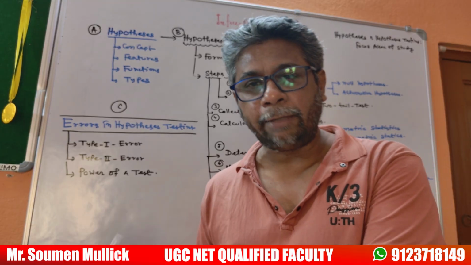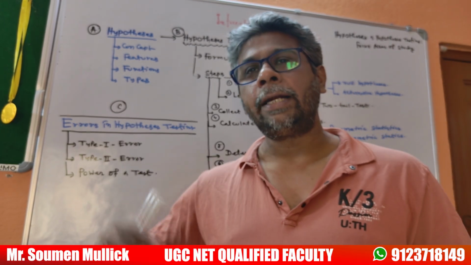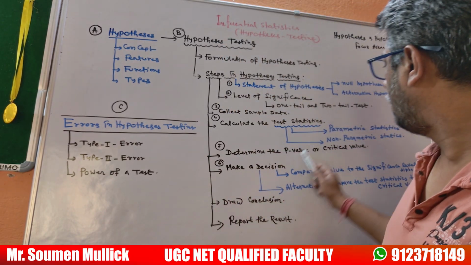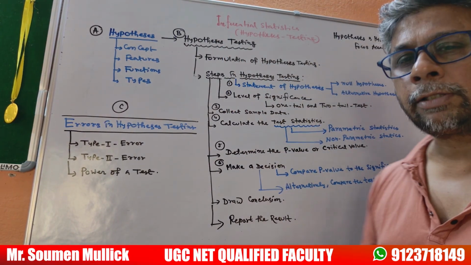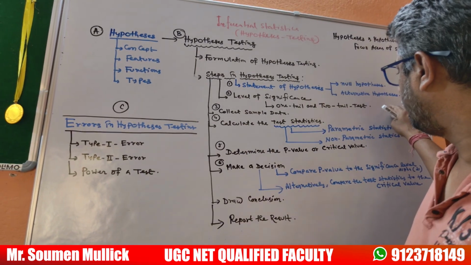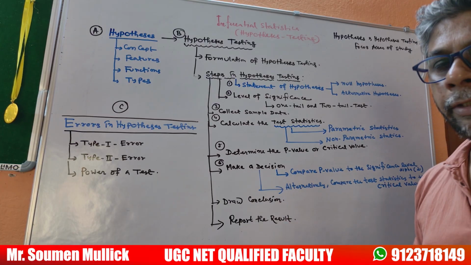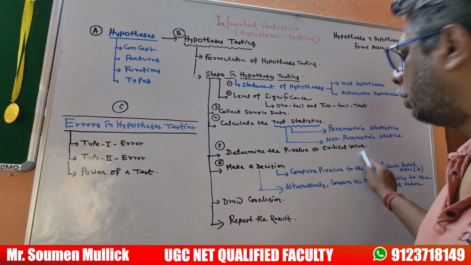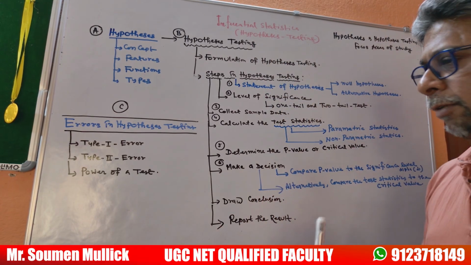I have a different video on this area, on parametric statistics and non-parametric statistics. According to the situation, we will decide what kind of statistical test we will do. It can be parametric, it can be non-parametric statistics. Next, we will determine the p-value or critical value. P-value means probability value, and critical value.